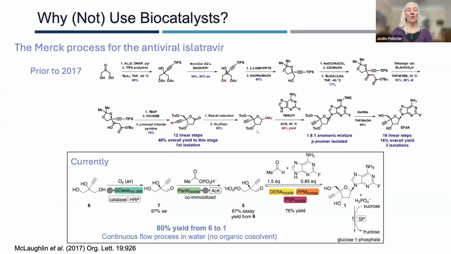And they presented a new approach. In this approach, all the colored boxes are enzymes. Each of these enzymes has been engineered because in its native or wild type form, each of those enzymes would not efficiently catalyze the desired reaction. By this way forward, they were able to massively improve their process, improving their overall yield, and they were able to do this in a continuous flow process in water with no organic co-solvent. Since that publication in 2017, they've continued to improve the steps by adding other tweaks in the system.